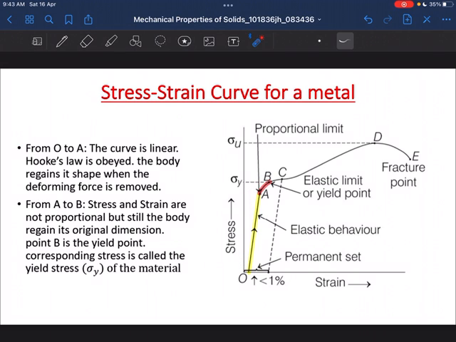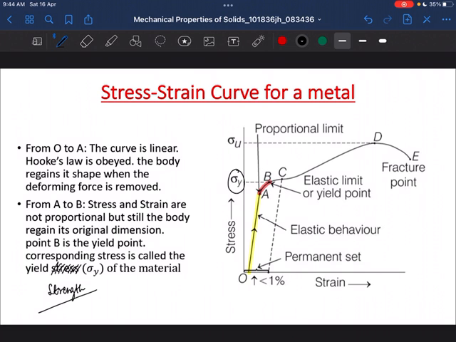And this point, when it does that, is known as the yield point. So this point B is known as the yield point, and the corresponding stress, if you have the point here and you draw a perpendicular to the y axis, you will have sigma y here. This sigma y is known as the yield strength. So yield strength is the maximum amount of stress which the object can have and still regain back its original shape. इसको yield strength कहते हैं.